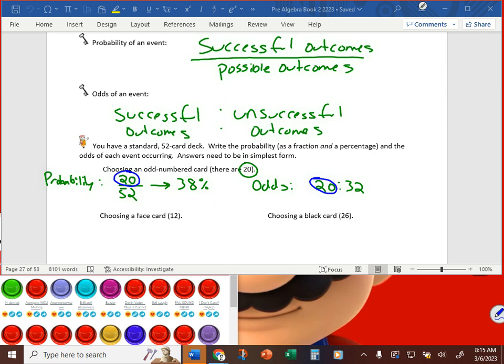They add to be 52, right? If you add the total of successful and the total of unsuccessful, that's going to give you the whole. So there's definitely a relationship between probability and odds. Both of them identify the number of successful outcomes, okay? But then probability tells you the total number of outcomes, whereas odds then tells you the number of unsuccessful. Questions? Make some sense? Okay? All right.